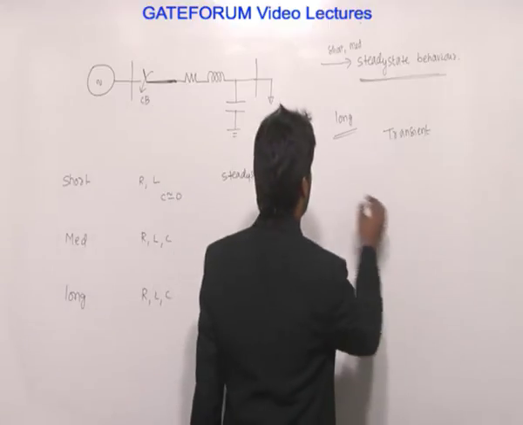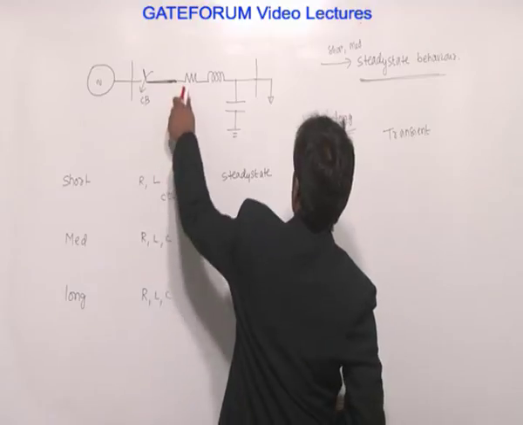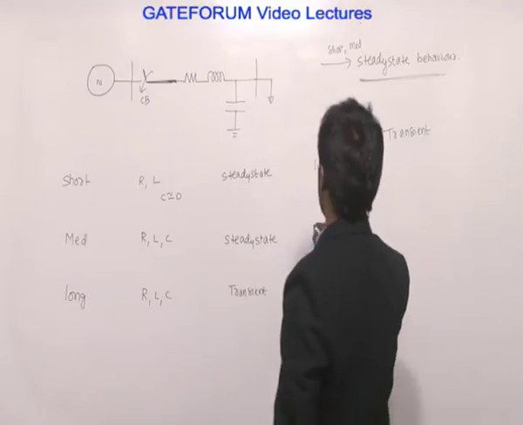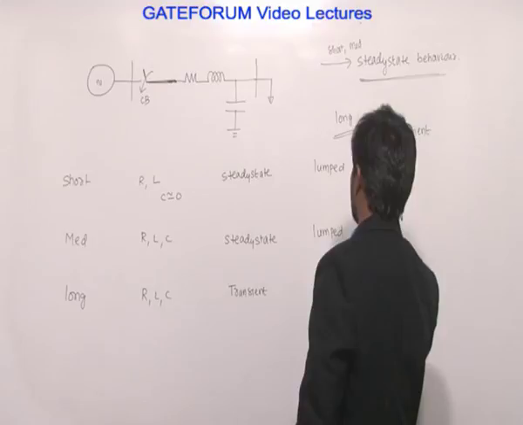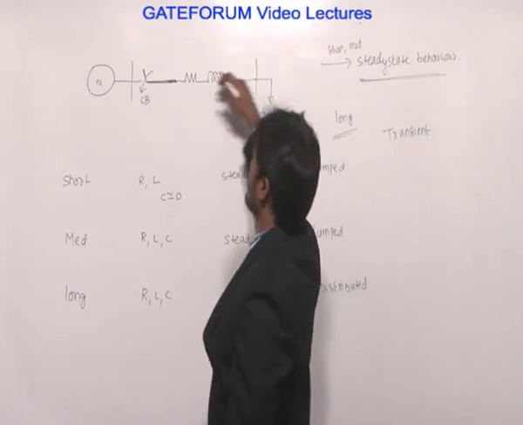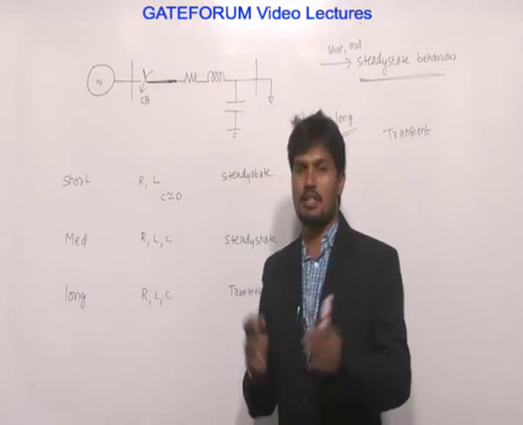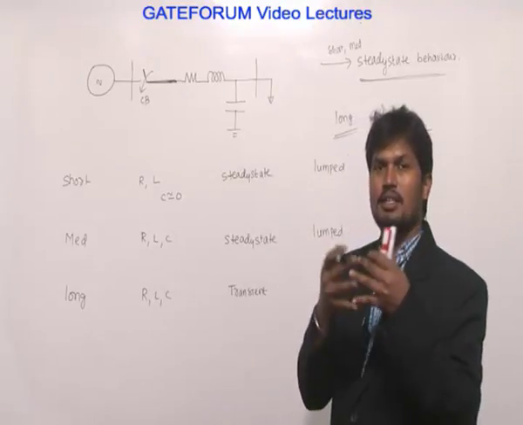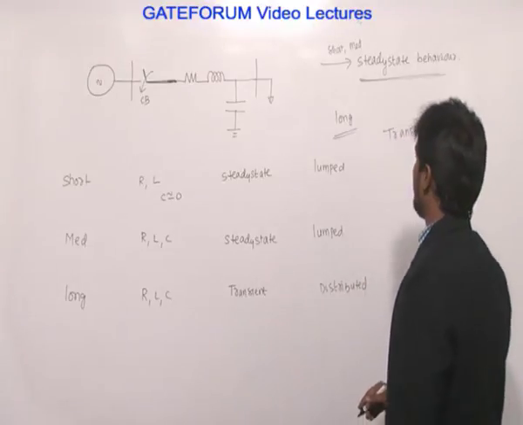For steady state behavior, we are using lumped parameters. Lumped parameter means resistance, inductance, and capacitance are physically separated, so we can apply KVL and KCL. Transient state can be represented by distributed parameters. Distributed means resistance, inductance, and capacitance are combined, all three together, not physically separated. That behavior is nothing but distributed behavior.